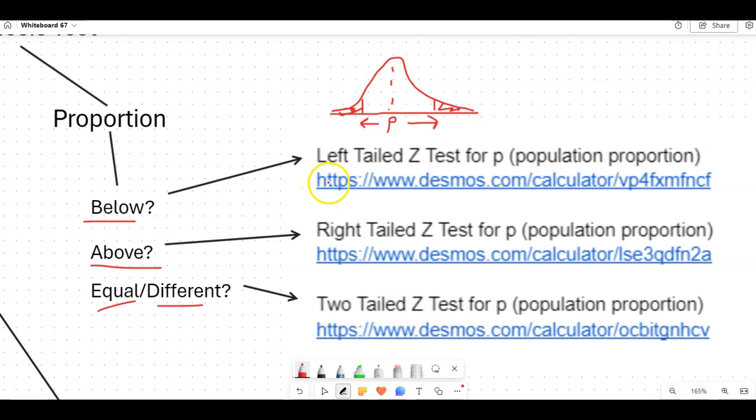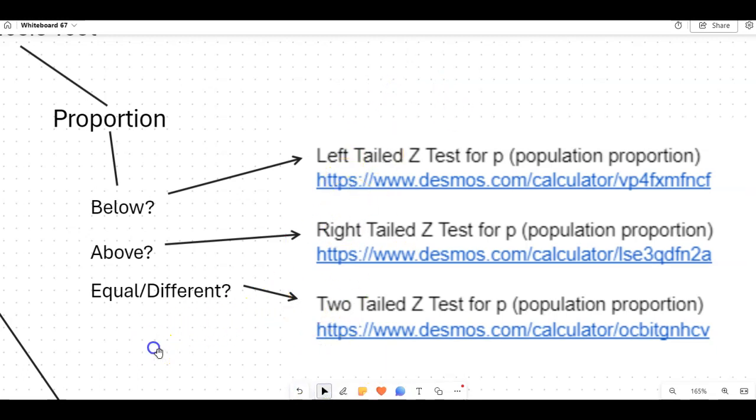The wording of the problem will determine which of the tests we're going to do. If the wording is not specific to above or below, like greater than, less than, more, less, fewer, then we would assume that we're testing for an equal or difference and just do a two-tail test. It has to specifically state that we are looking at something above or below to know to do the left or right tail test.